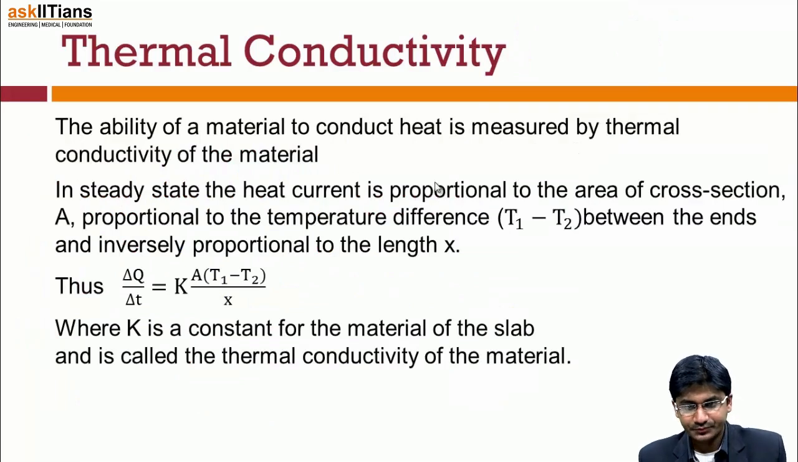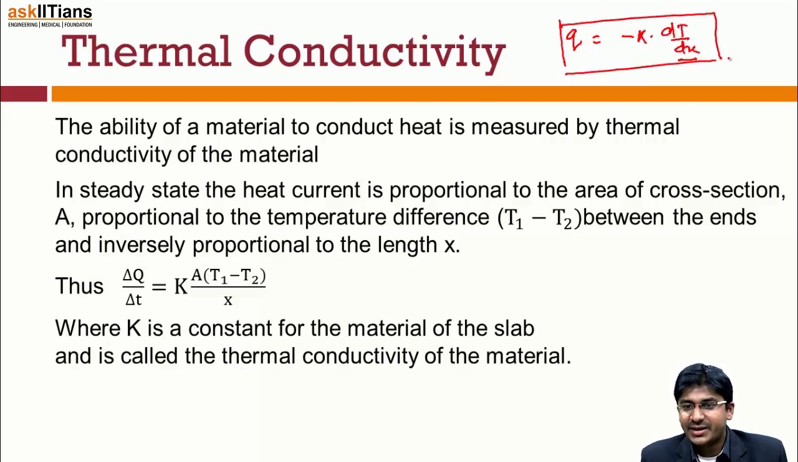Now let's see here. The ability of the material to conduct heat is measured by thermal conductivity. Meaning, how fast it can conduct, how good it can conduct heat, that is measured by thermal conductivity. If you remember the formula, what is this? Minus K dT by dx, right? So if this K, which is the thermal conductivity, is greater, this Q value would be greater. That means higher thermal conductivity, which is K, means higher or better heat flow. So this is a measure of this.